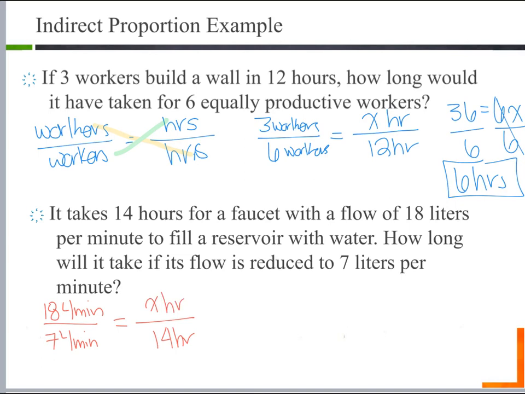And now we're going to cross multiply to solve. So 18 times 14 gives me 252. 7 times x is 7x. Divide by 7 on both sides. So we're getting 36 hours when the rate is reduced.